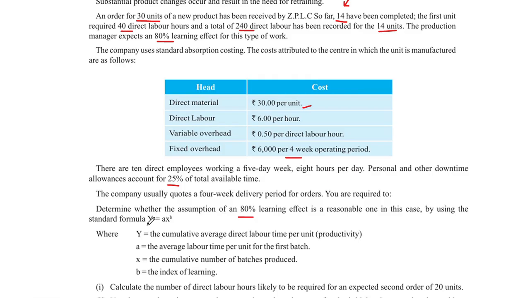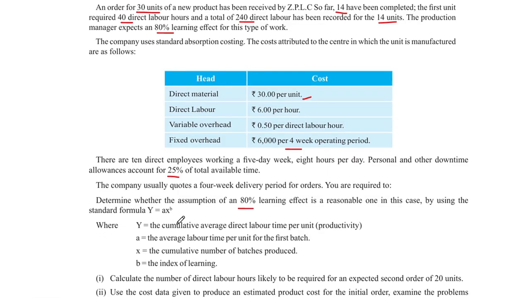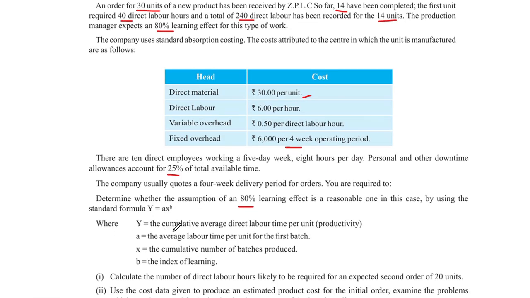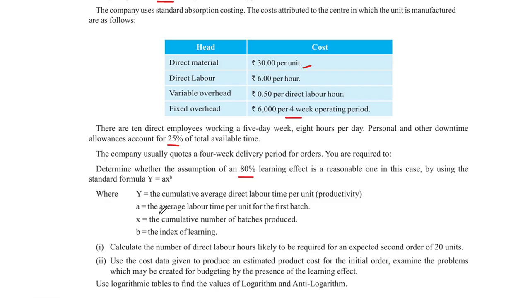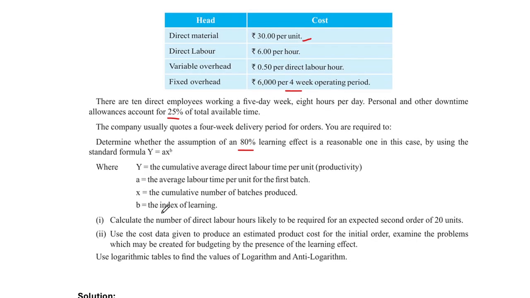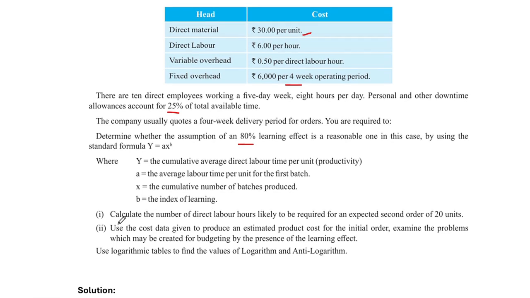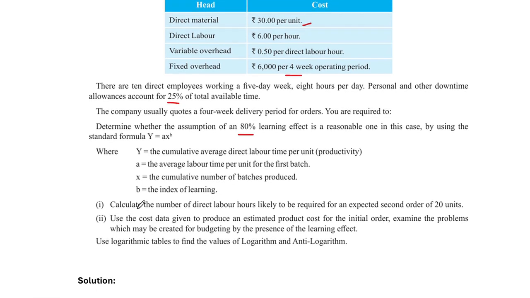By using the standard formula y equals a x to the power b, where y is the cumulative average direct labor time per unit, a is the average labor time per unit for the first batch, x is the cumulative number of batches produced, and b is the index of learning. Now coming to the question part.